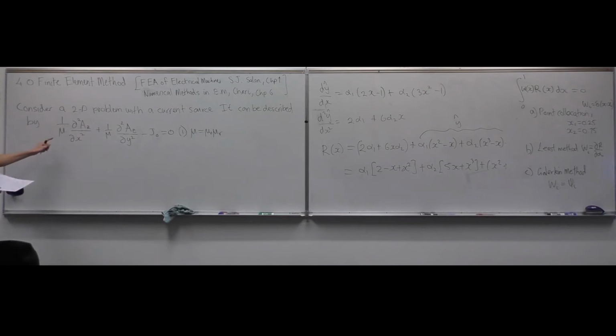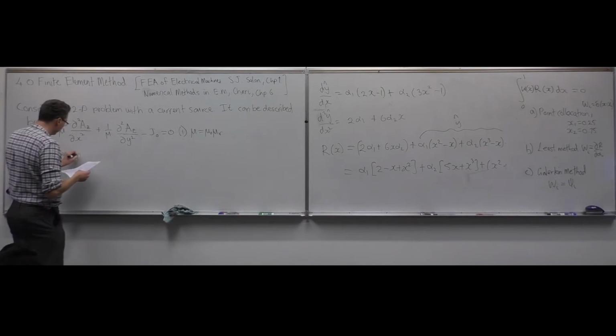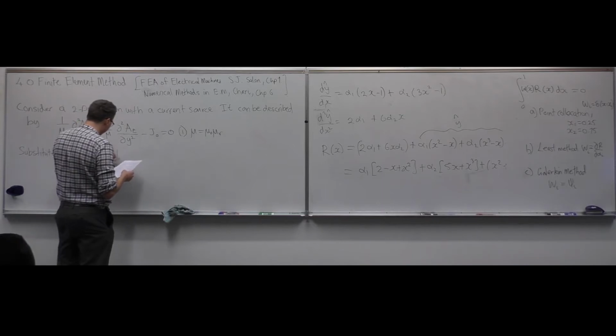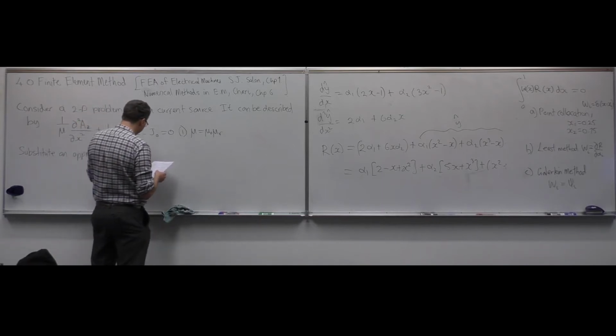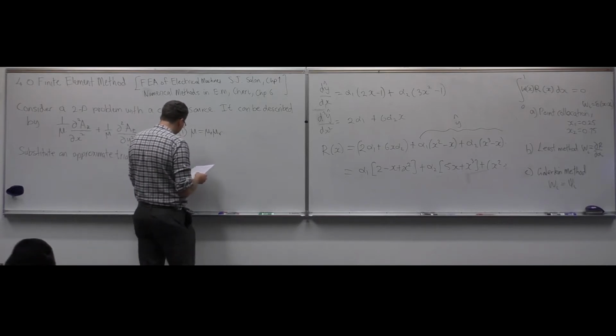So in order to solve this, we use the same process that we talked about, but we're only going to solve it using the Galerkin method. So this is our differential equation. The first part is to substitute an approximate trial function Az hat for Az.